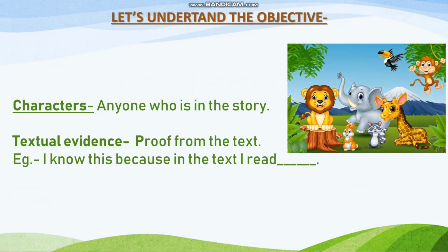Okay, character, you know what character is, okay? Anyone who is in the story is a character. Textual evidence is proof from the text. So, bacha, for example, you read the text and you say the lion was very brave. Now, the question is, why are you saying so?